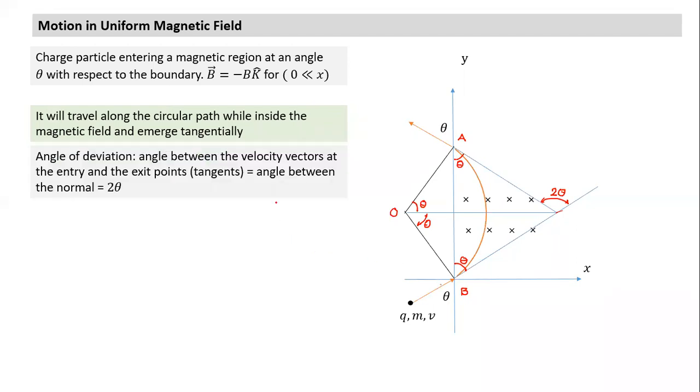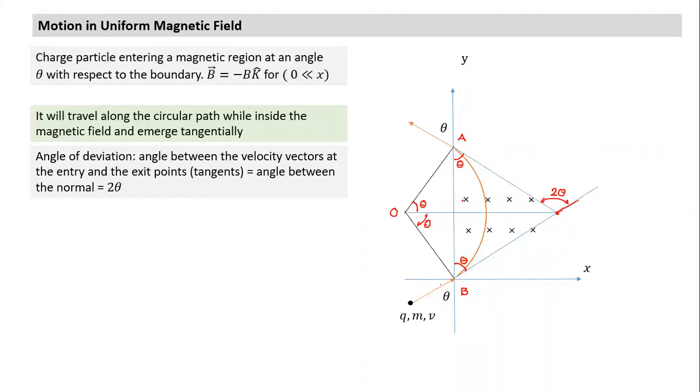So what is the angle of deviation? It is the angle between the velocity vectors at the entry and exit points. This is equal to the angle between the tangents. But since it's a vector, we need to think in terms of placing those two vectors tail to tail, which gives 2 theta, which is the angle between the normals, the angle of deviation.